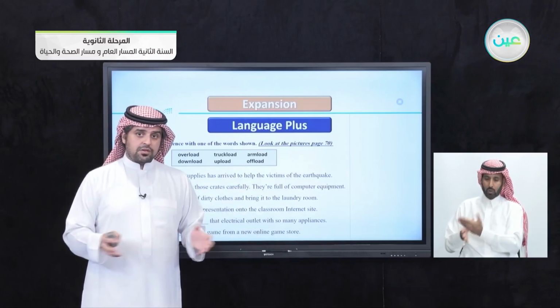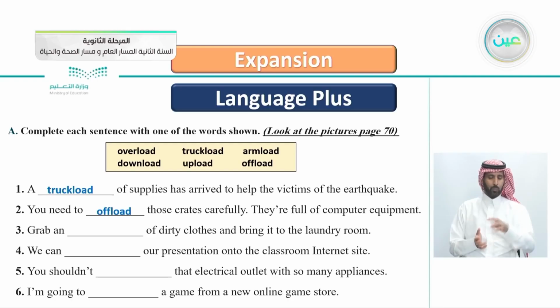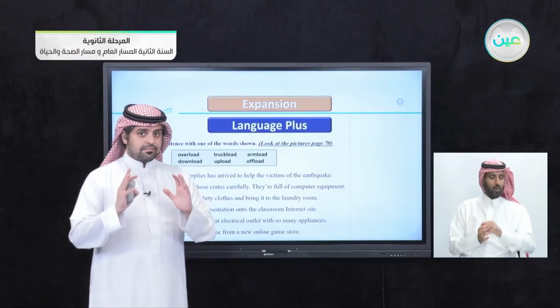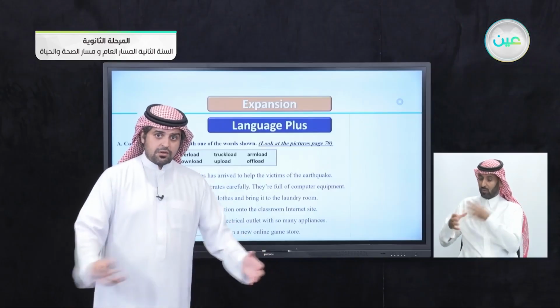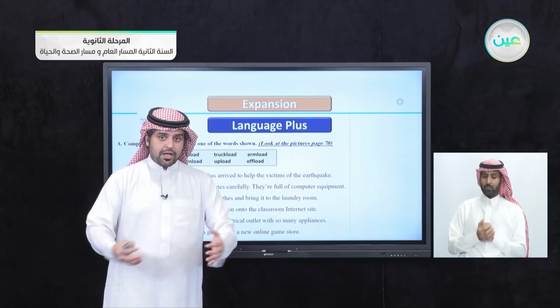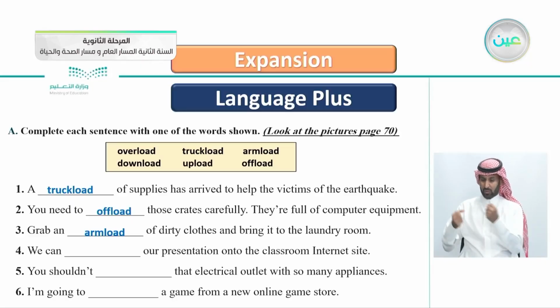Number 3, grab an armload of dirty clothes and bring it to the laundry room. Okay, let's check the answer together here. Grab an armload of dirty clothes and bring it to the laundry room. Try to pick up your dirty clothes until it reaches the highest point of your arm. This is an armload.